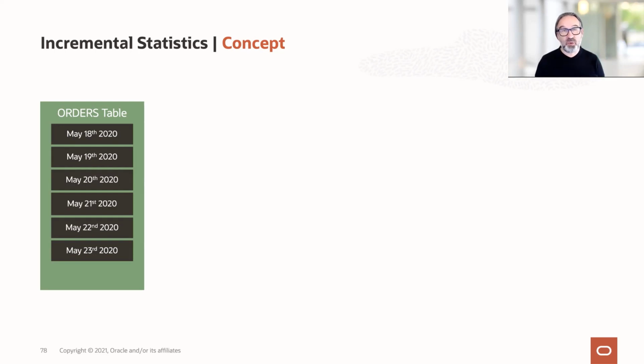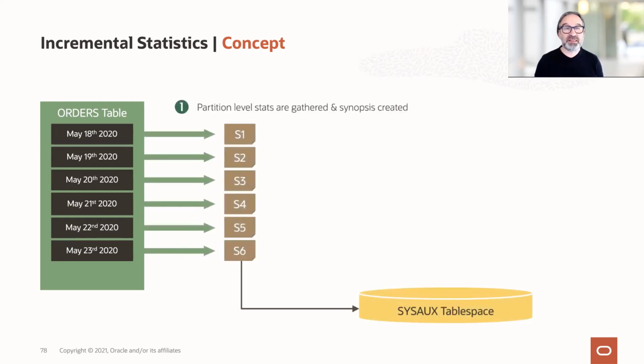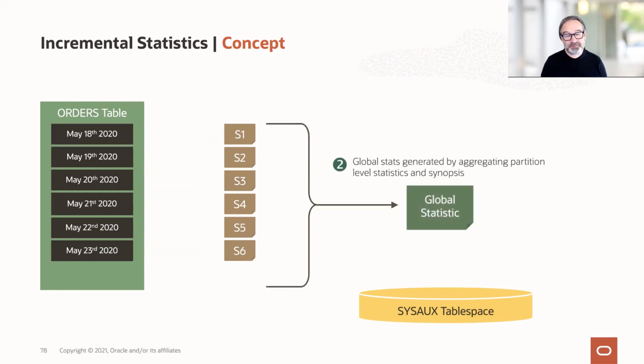The concept: we see here an orders table with a few partitions. Now, when we have incremental statistics on and we create new statistics, for each partition we'll store partition level stats. But in addition, we also take note, and this is called a synopsis, in the SYSAUX tablespace. With the information, the partition level stats, we can now calculate the global statistics for that table.